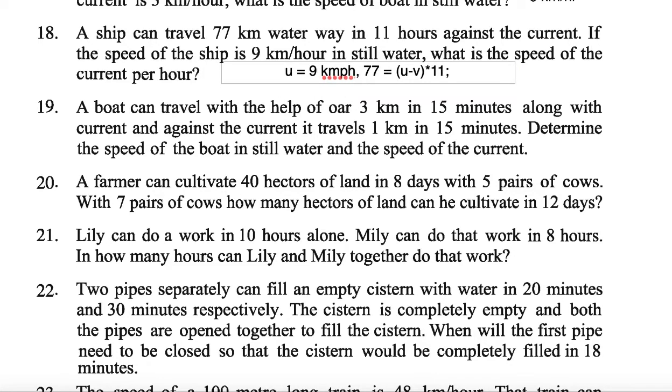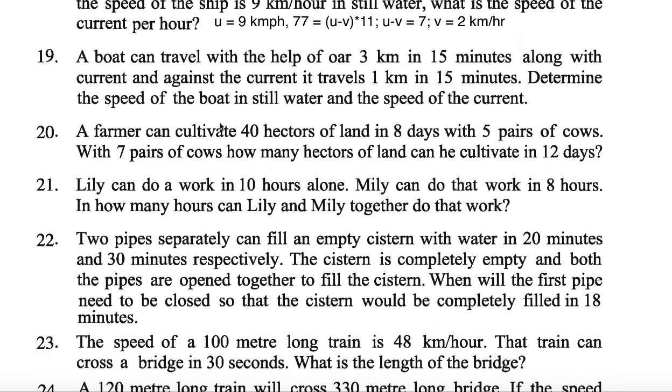Okay, fair enough. So what is u minus v then in this case? U minus v is 77 by 11, 7 kmph. So what is v then? V is 9 minus 7, 2 kmph, 2 kilometer per hour. So that is the answer. 2 kmph is the required answer.